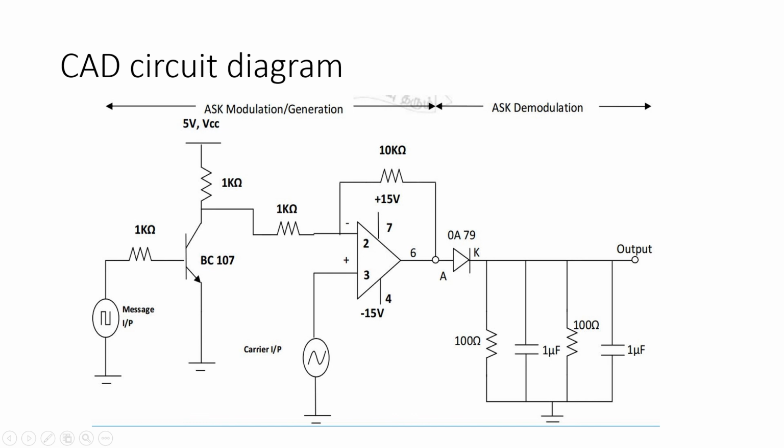So this is the complete circuit diagram of the amplitude shift keying. The first half is the ASK modulation, and the second half is for demodulation. So this is the modulation, like I have told before. This is the comparator IC741, this is the BC107 transistor, and then this is the diode OA79. The sixth pin output we get from the modulation, and then these are put in parallel, 100 ohms and 1 microfarad, and then we get the demodulated output.